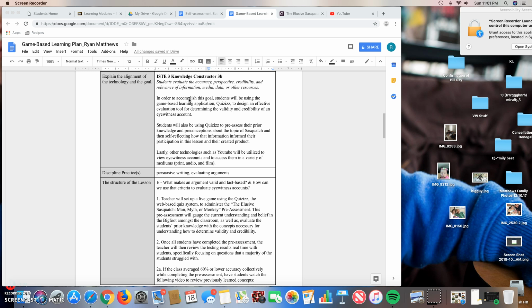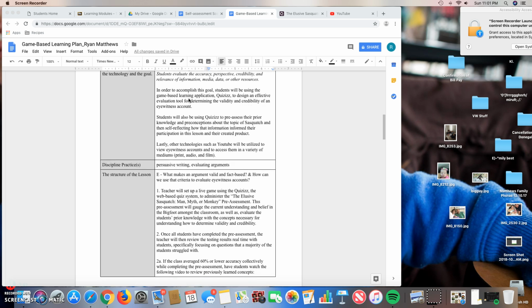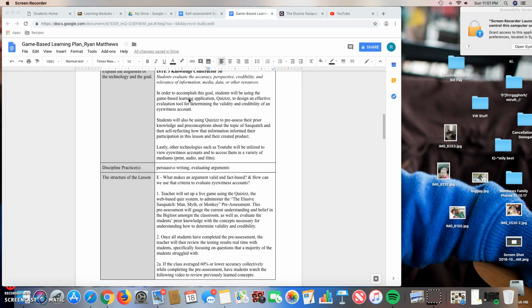So they're not really going to come to the table, you may have a couple with any firm beliefs that you need to sway. These are going to be almost like a jury for a case that they've never heard before. And so with that, they're going to be able to really evaluate those eyewitness accounts based on accuracy, perspective, credibility, and relevance.